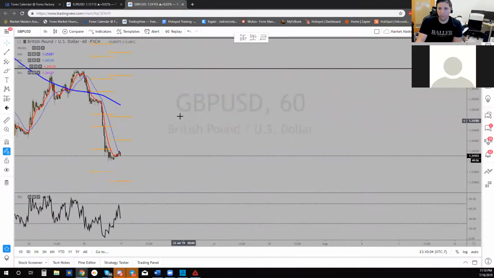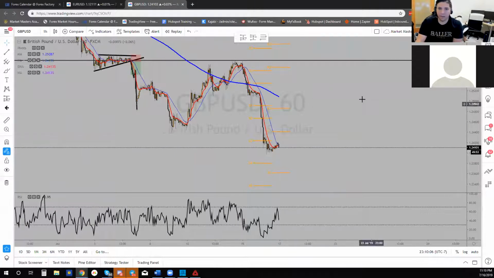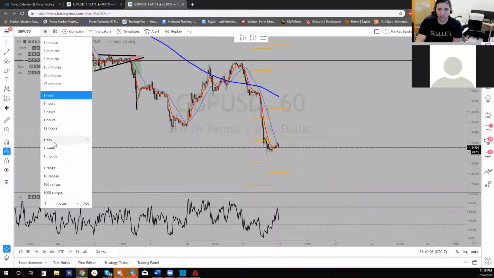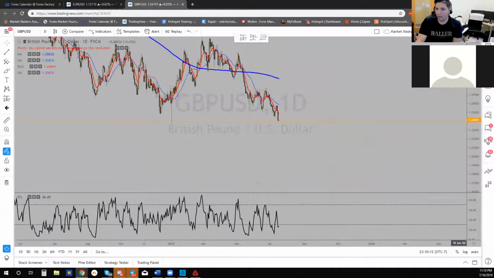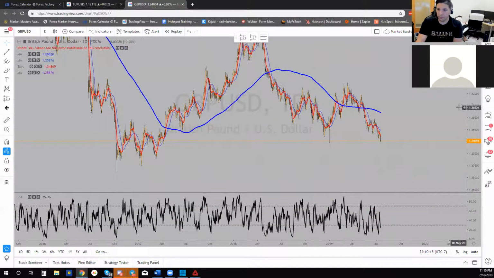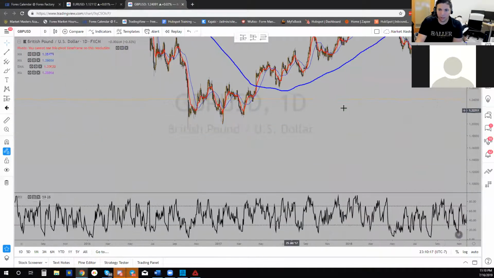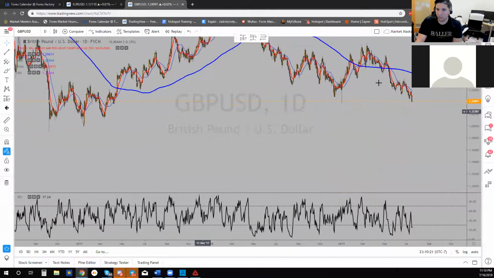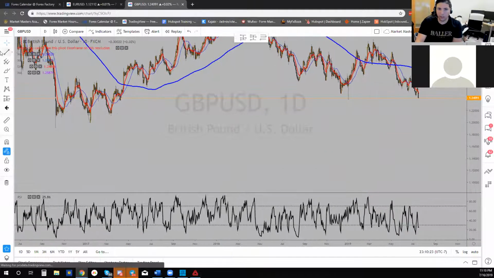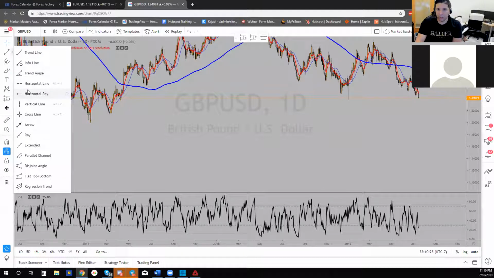So I see some strong divergence definitely on GBP USD. Going to be breaking this down. Going to delete everything. Okay, all right. So going to mark off the major support areas.